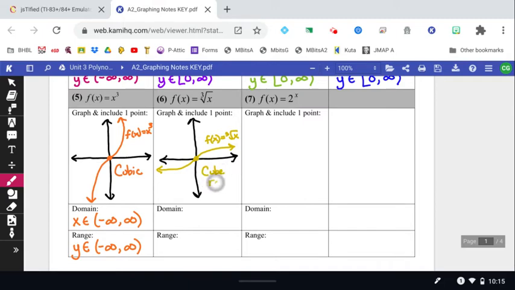My domain, I actually am not going to have any restrictions on my domain, so negative infinity to infinity. And my range also having no restrictions, negative infinity to infinity.